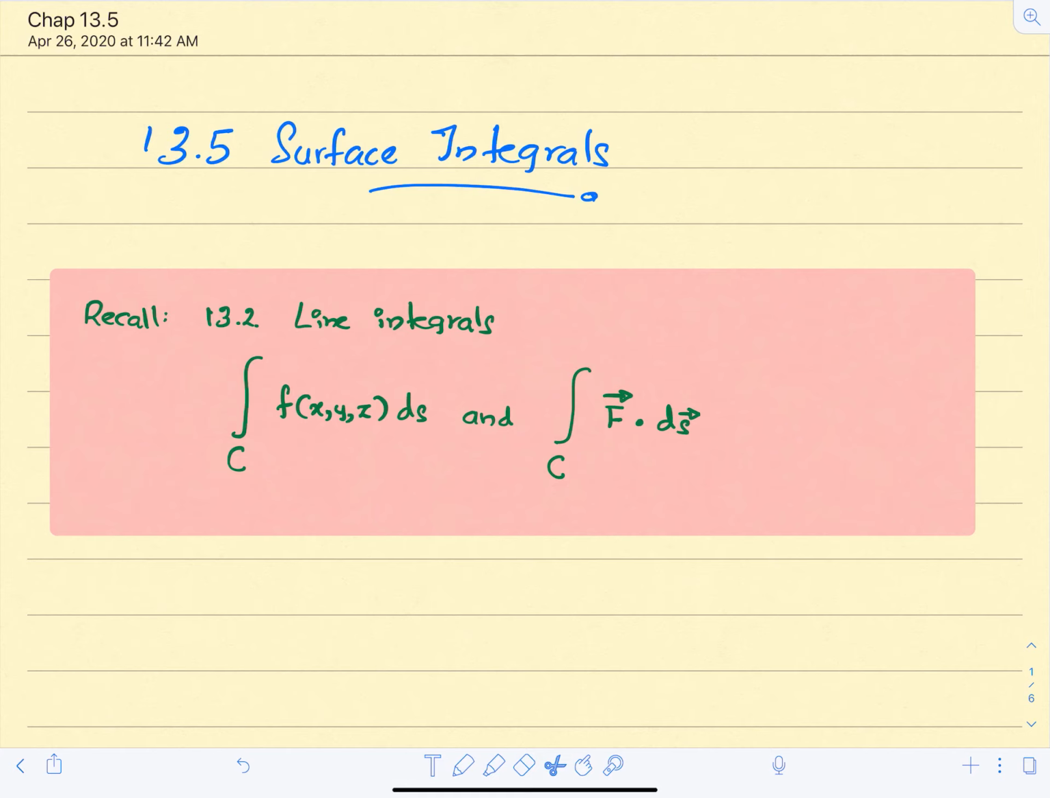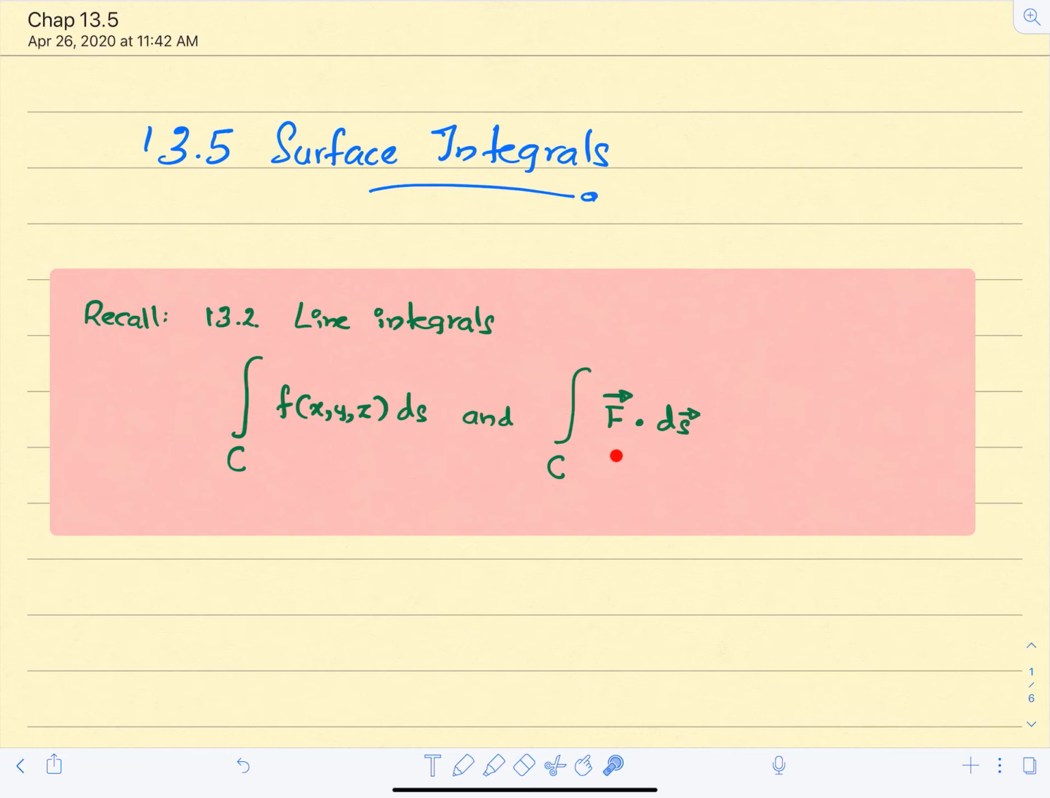Chapter 13.5. Now in this section we are going to consider surface integrals. If you recall chapter 13.2, in that section we considered line integrals, and specifically we considered two types of line integrals. We considered the line integral over a scalar field or a scalar function, and then the line integral of a vector field.